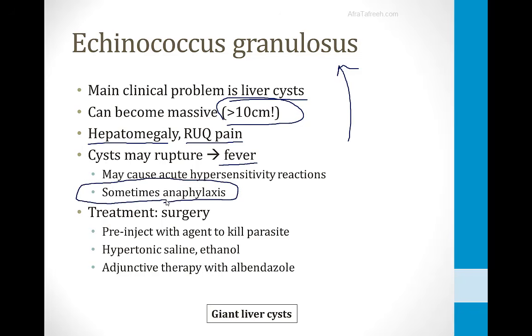You have to treat these with surgery, and one interesting thing they do is they pre-inject the cyst with an agent to kill the parasite so that it doesn't spill all over the body and trigger a reaction when they open up the cyst. They often inject it with hypertonic saline and ethanol, and this will kill the helminth. And then after surgery, they give adjunctive therapy with albendazole. And the main thing to remember about Echinococcus is that it causes giant liver cysts.